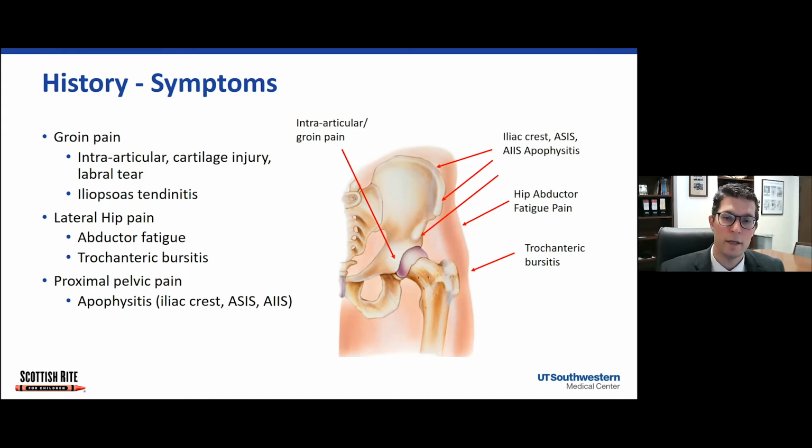Laterally, pain can be coming from a variety of different sources. So if the patient is localizing their tenderness over that bony prominence on the lateral aspect of the thigh, that's the greater trochanter, and it probably reflects trochanteric bursitis or inflammation of the bursa overlying that region. However, if the patient notices that their pain is a little further proximal, where the hip abductors are located, specifically gluteus medius, they may be experiencing hip abductor fatigue.